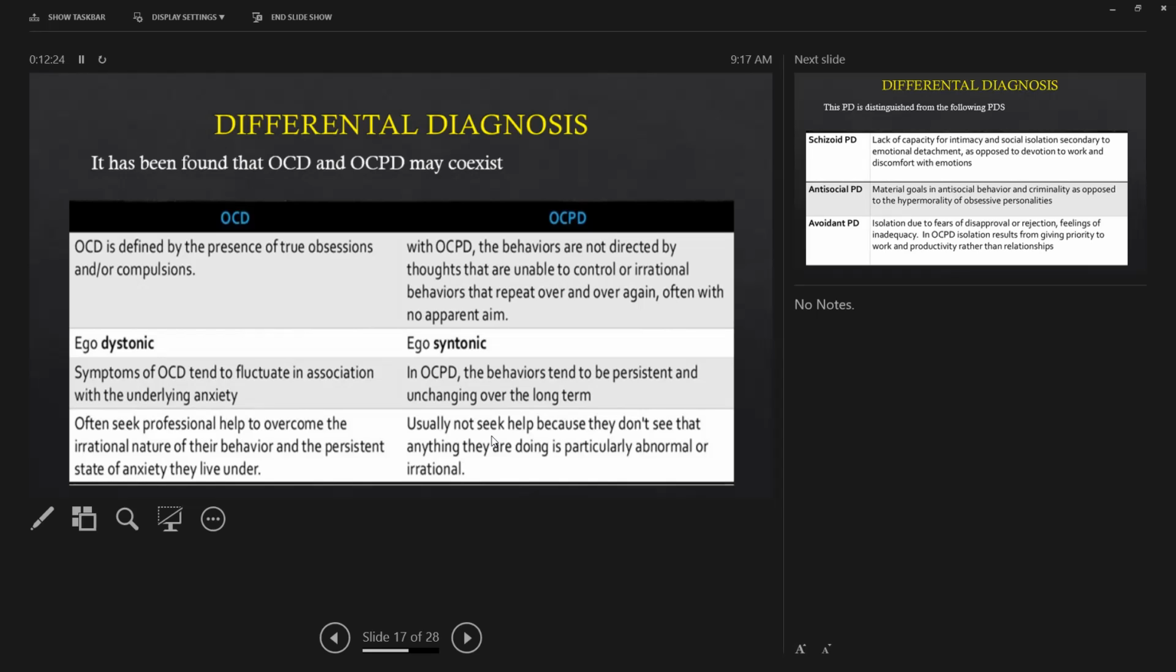Symptoms of OCD tend to fluctuate in association with underlying anxiety. In OCPD, the behaviors tend to be persistent and unchanging over the long term. People with OCD often seek professional help to overcome the irrational nature of their behavior and the persistent state of anxiety they live under. While people with OCPD usually do not seek treatment and help because they do not see anything they are doing as particularly abnormal or irrational.